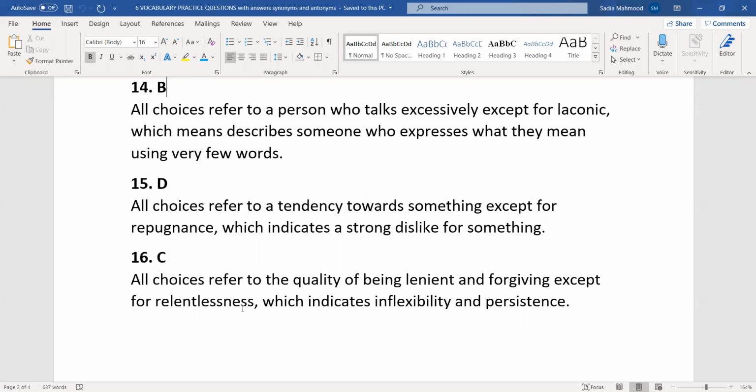Question number 15, option D is the right answer. All choices refer to a tendency towards something except for repugnance, which indicates a strong dislike for something. Question number 16, option C is the right answer. All choices refer to the quality of being lenient and forgiving except for relentlessness, which indicates inflexibility and persistence.